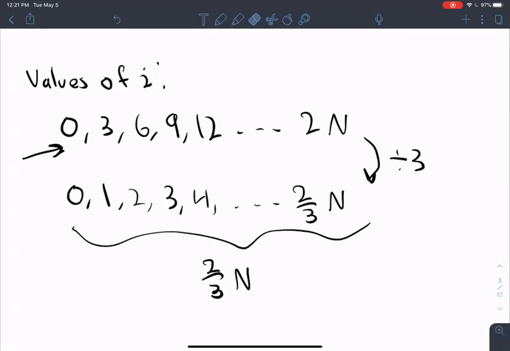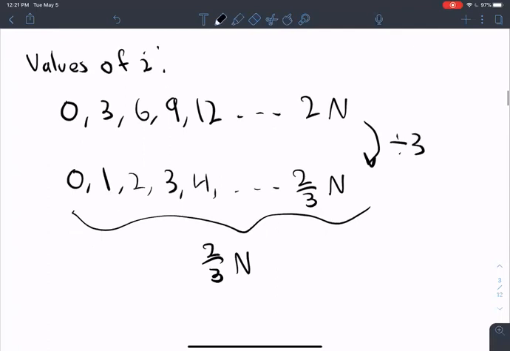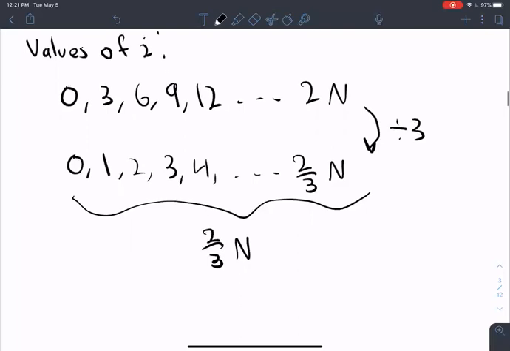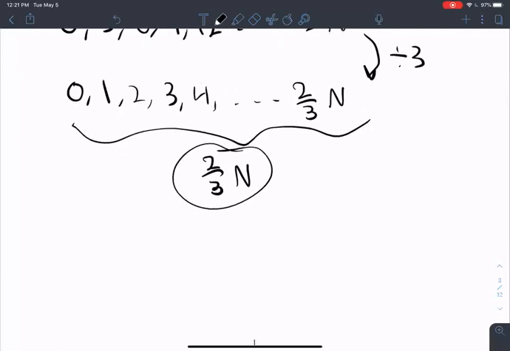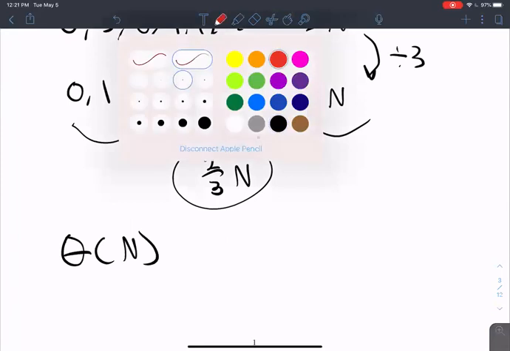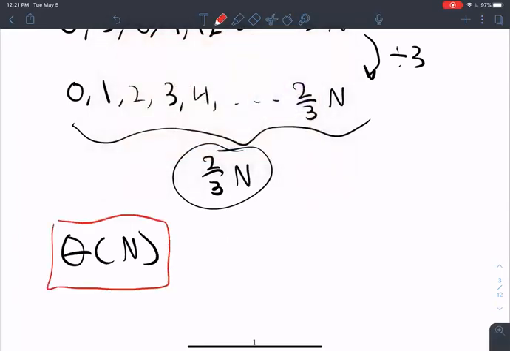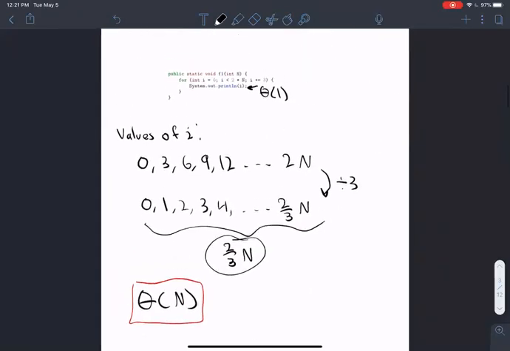But if you can count really quickly the number of terms in the top thing, then you did not need to. Okay, so this number right here basically represents the number of values I takes on, and we just want to put a theta bound on that. Because with theta bounds you drop any constant, we can just say that this is theta of n. Okay, anybody have any questions on how we did that first one?